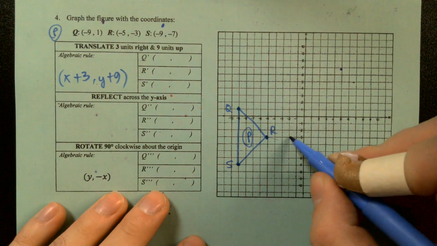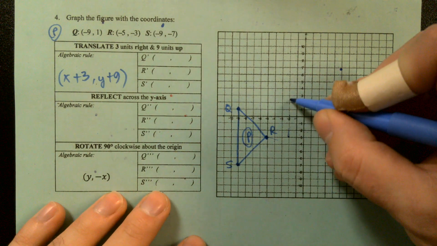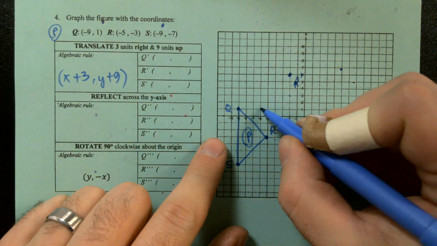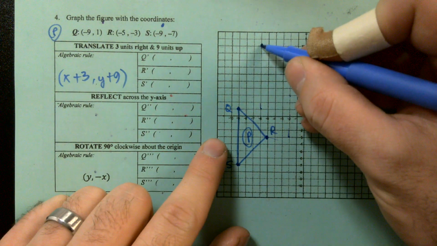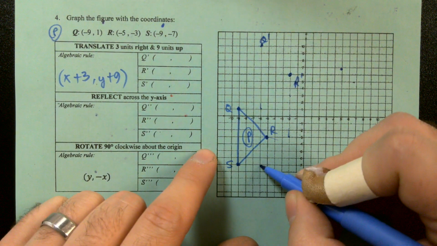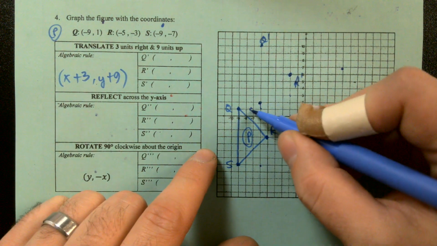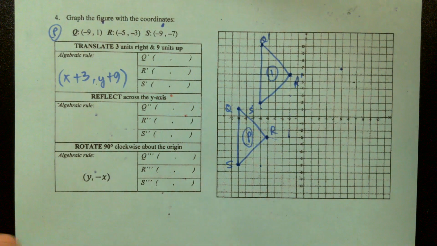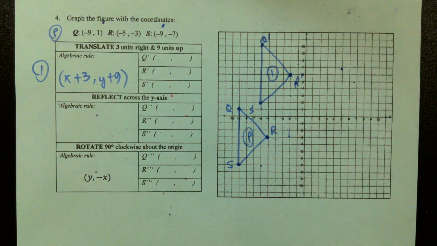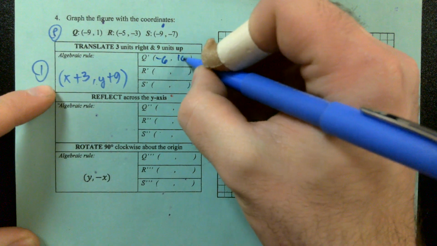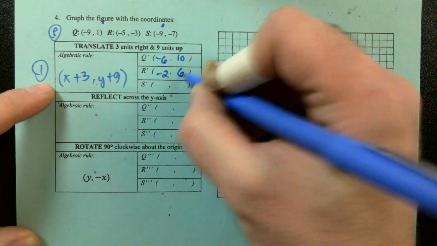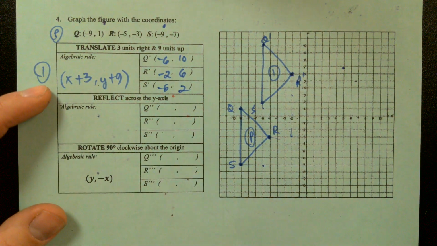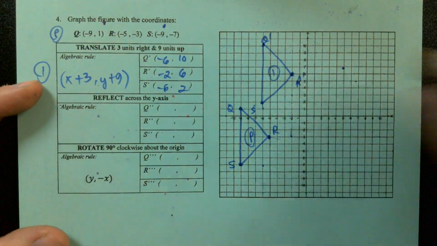So I'm going to count 3 to the right, 9 up, R prime. 3 to the right, 9 up, Q prime. 3 to the right, 9 up, S prime. There's my first image. All right, I got -6, 10, -2, 6, and -6, 2. Is that what you guys got for your coordinates? Yes. Okay, good.